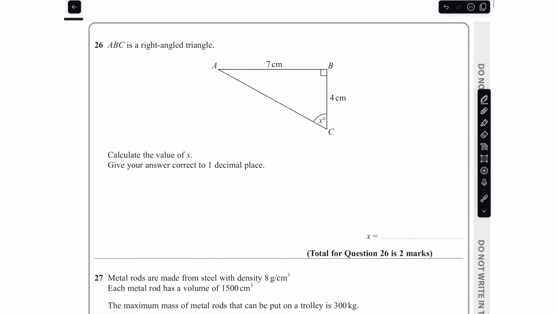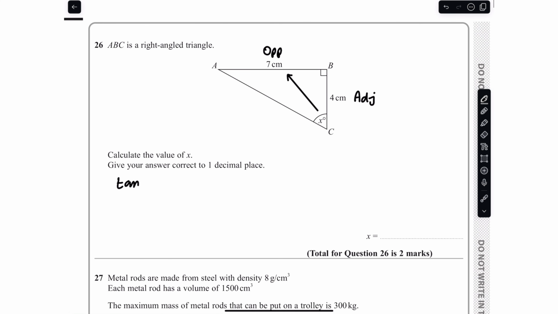In question 26, we are given a right angled triangle ABC. Calculate the value of X. Give your answer correct to 1 decimal place. So given this is a right angled triangle, we can use SOHCAHTOA. So 7 centimeters represents the opposite side, which is directly opposite to the angle, and 4 centimeters represents the adjacent.